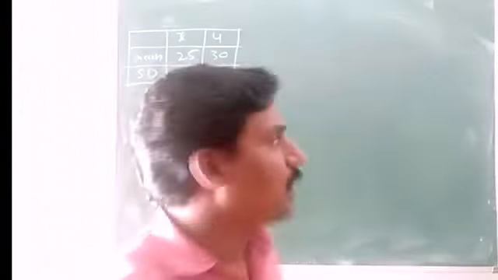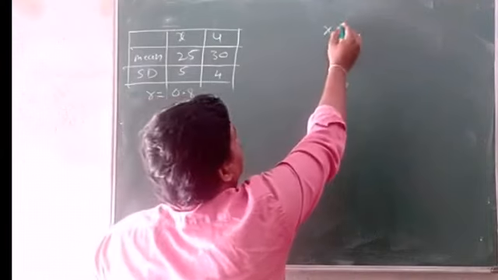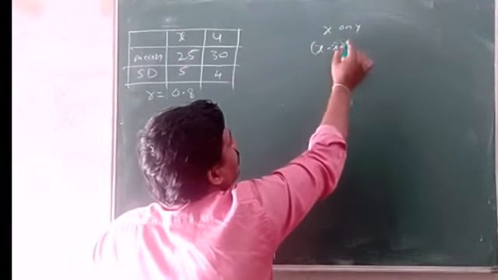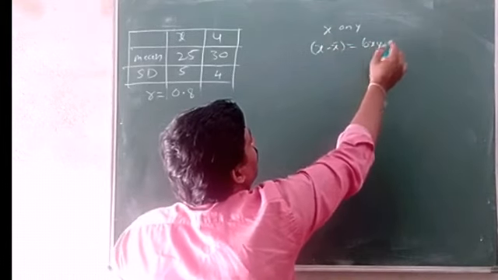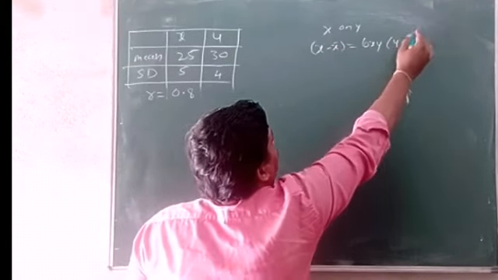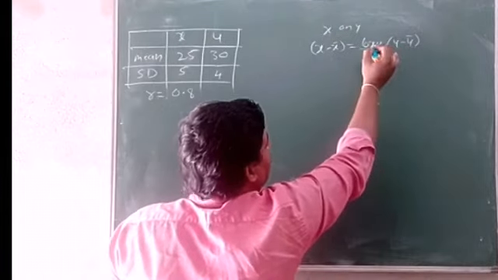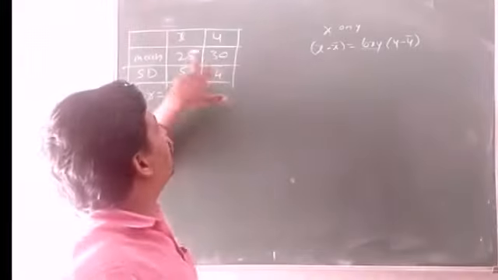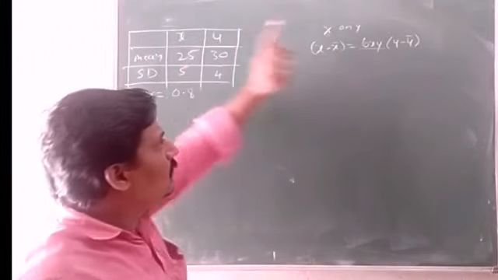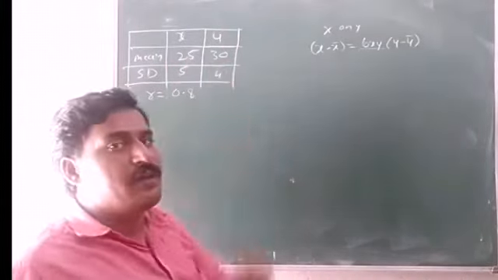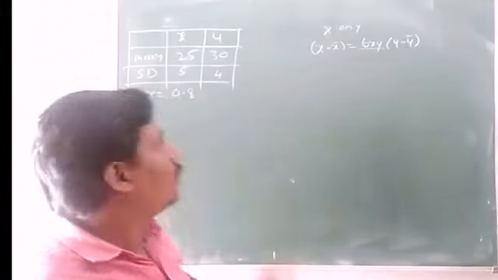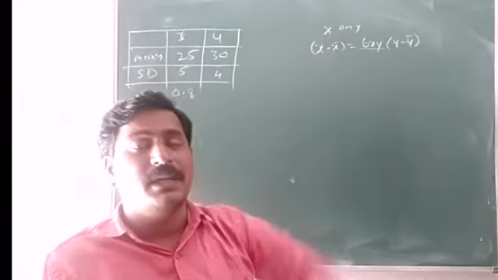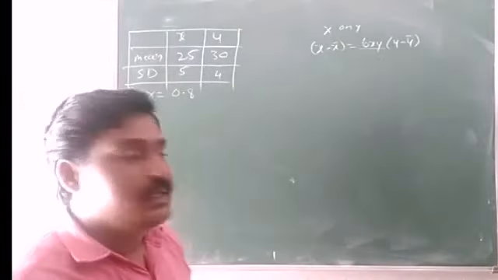Okay, so now here x on y, that is x minus x bar is equal to bxy into bracket y minus y bar. So that means here we have to calculate bxy. X bar is the mean of x, and y bar is the mean of y. For the standard deviation, we need them to find bxy and byx.